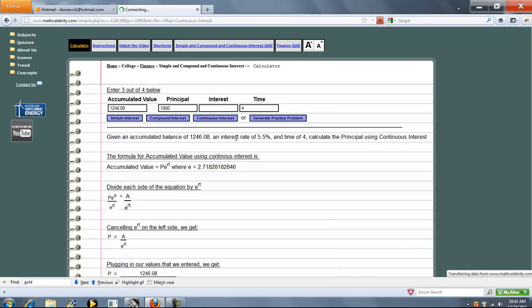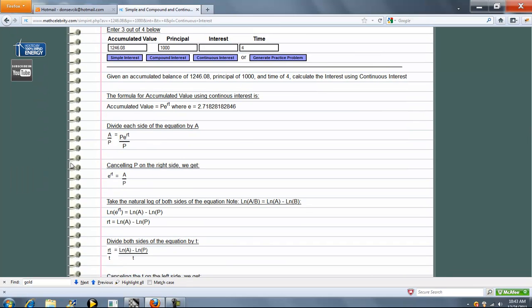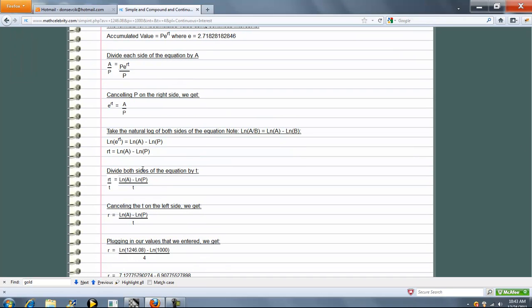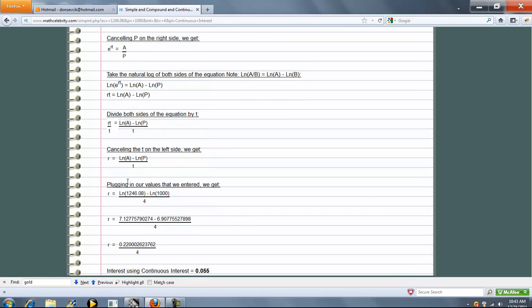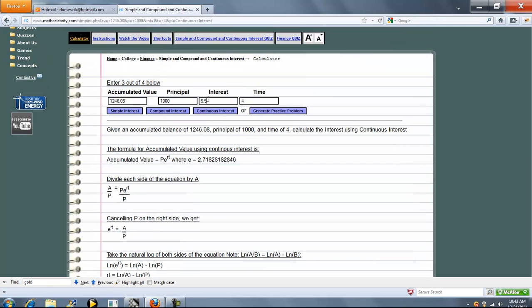This time we'll solve for interest. Divide by P, and we get e to the rt. What we do want is r. So here's what r is represented by. Plug in our values, and we get 5.5%. That's great. So finally, our last calculation, we want to be able to solve for time.